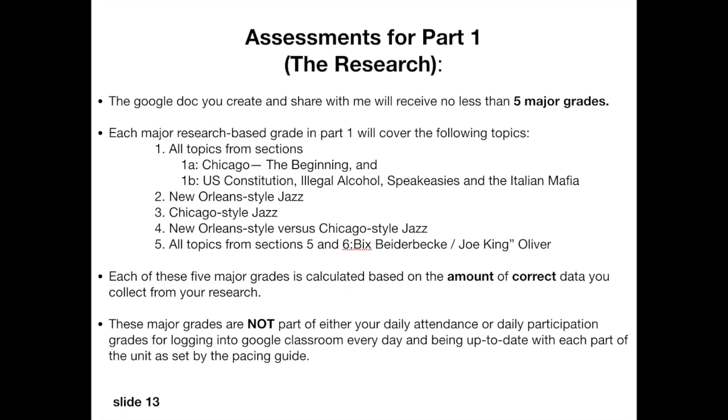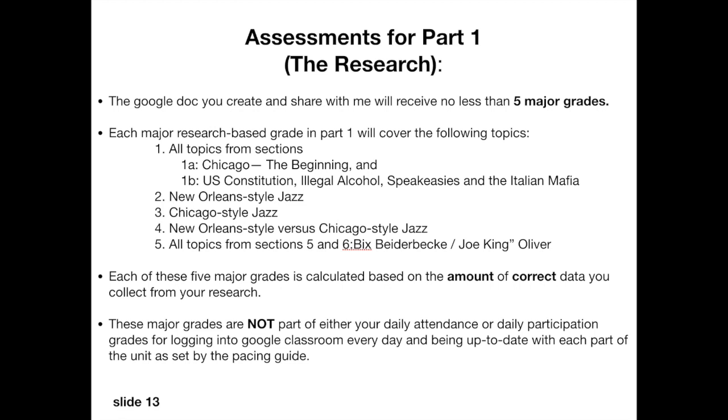Grade number 2, from New Orleans-style jazz research. Grade number 3, from your Chicago-style jazz research. Grade number 4, New Orleans-style jazz versus Chicago-style jazz. Number 5, all topics from Section 5 and Section 6, Bix Beiderbecke and Joe King Oliver.